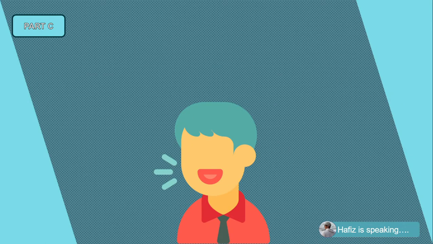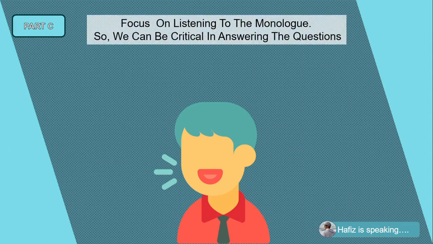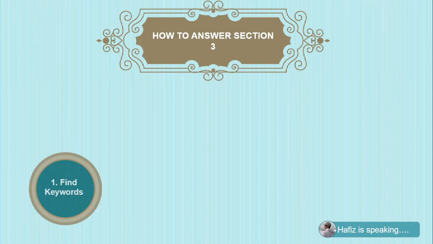Part C mostly discusses monologues, mini lectures, or speeches where some of the sentences are read by the narrator. This will be followed by several questions, so we have to focus on listening to the monologue so that we can be critical in answering the questions. Here, I will briefly explain how to answer section 3.